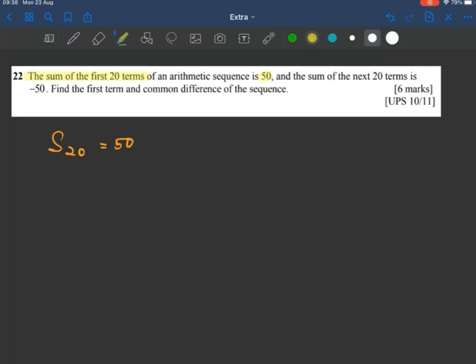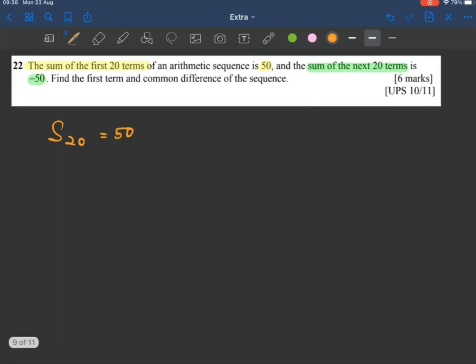Okay. Apa pula sum of the next 20 terms? Which is kita tahu nilai dia ialah negative 50. Sum of the next 20 terms ialah S40? Dia kata sum of the next 20 terms. Okay. Kalau tak faham, cuba tulis kamu punya sequence.